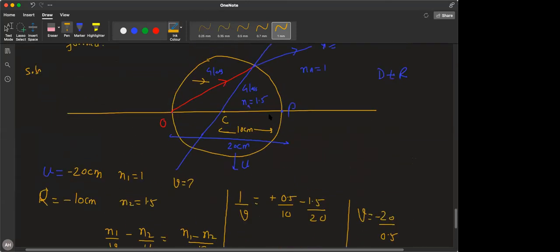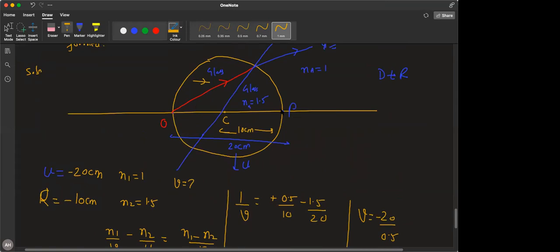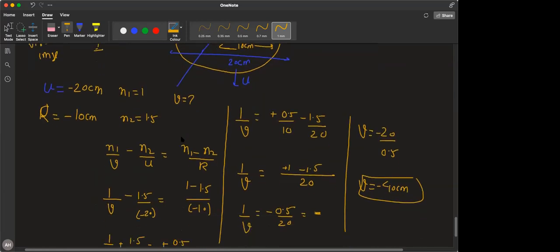So minus 40 means from pole, it's minus 40 centimeter, means here. This will be the final position. So you'll get your image. So will that be a real or a virtual image? That's a virtual image. You'll get a virtual image. Good.